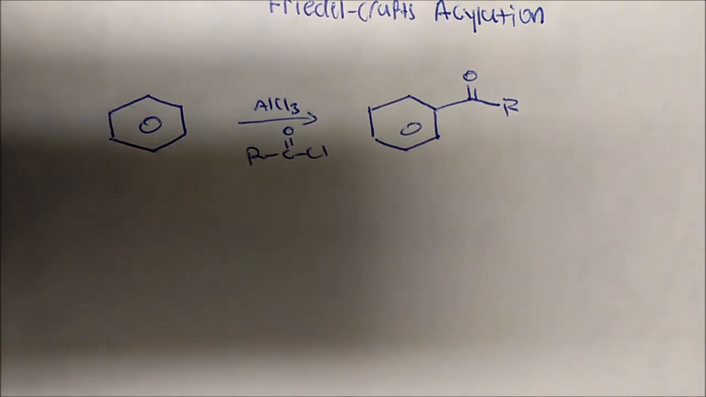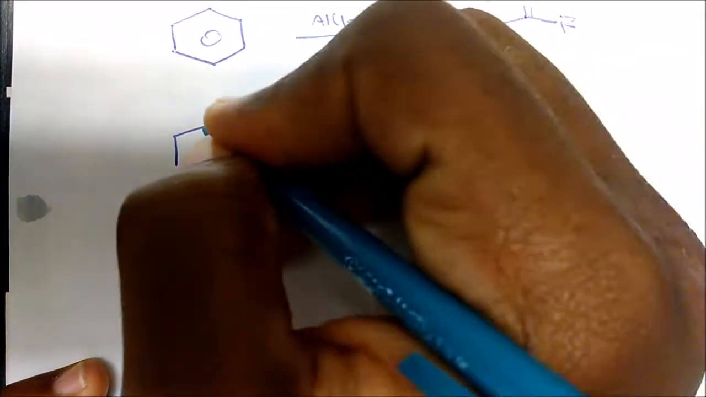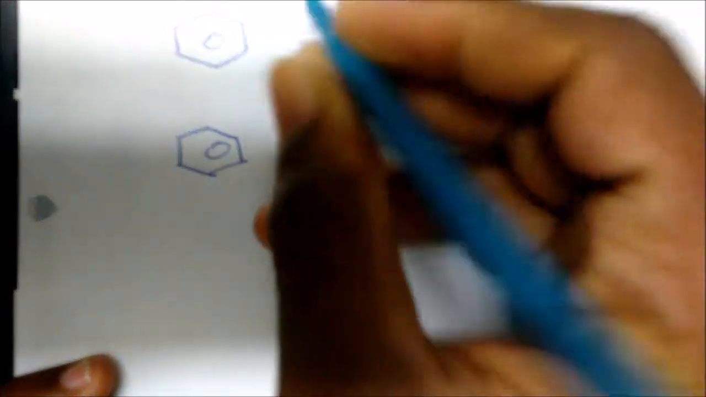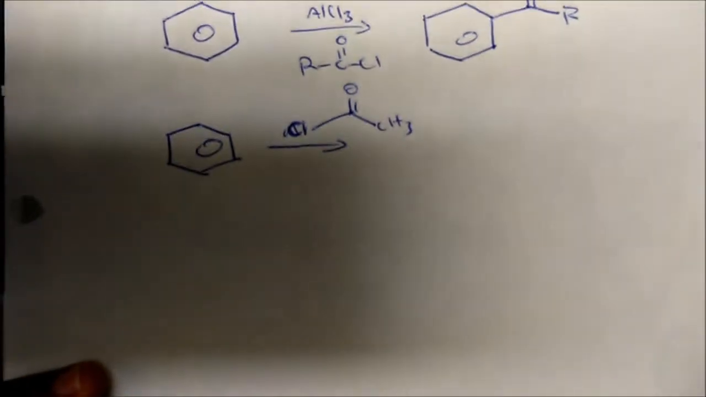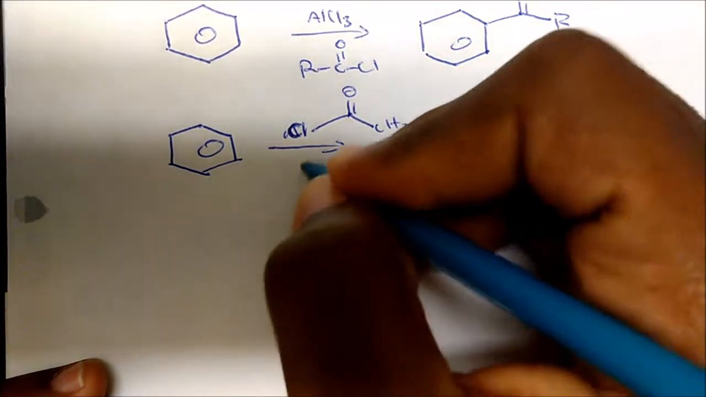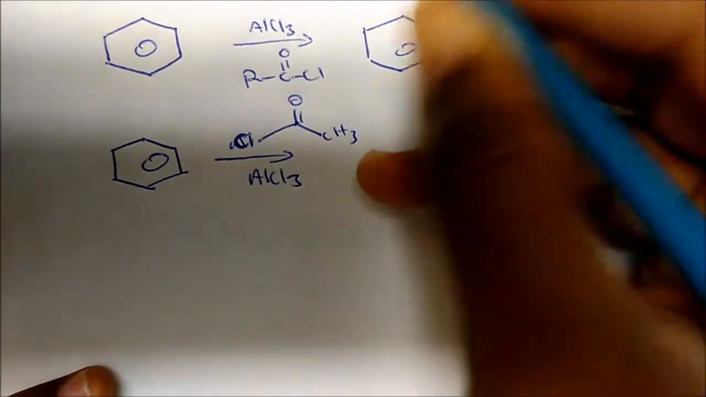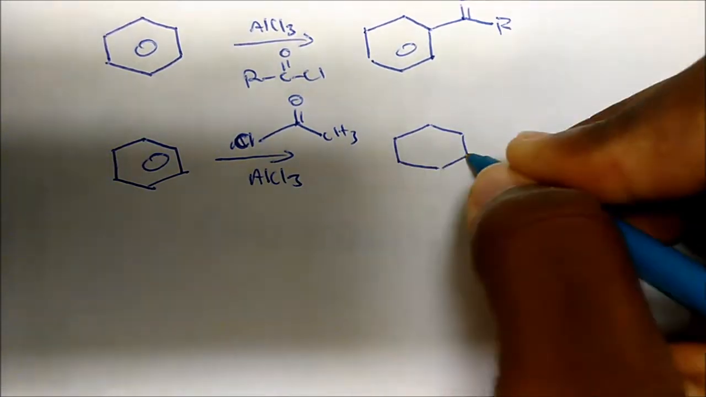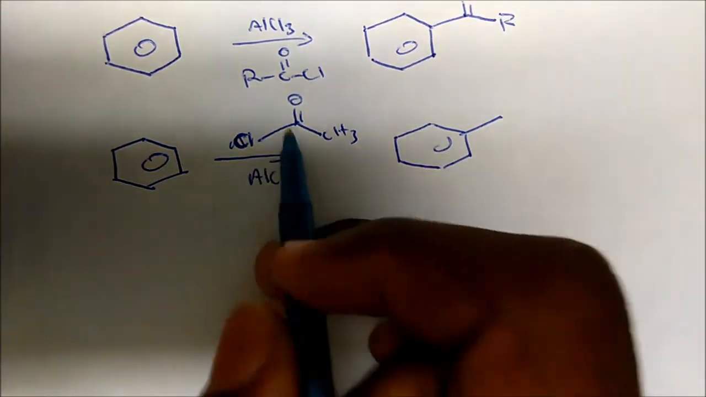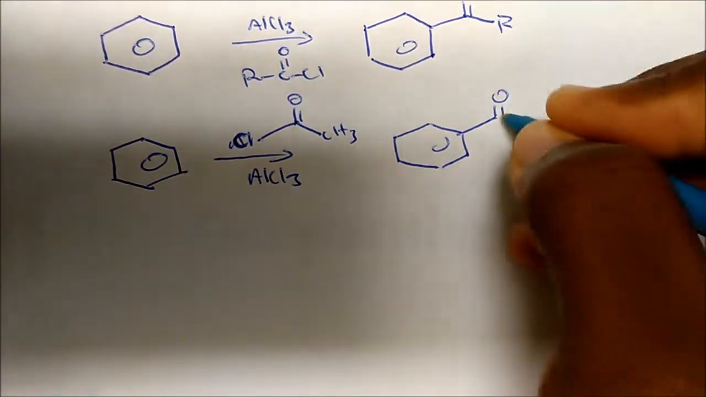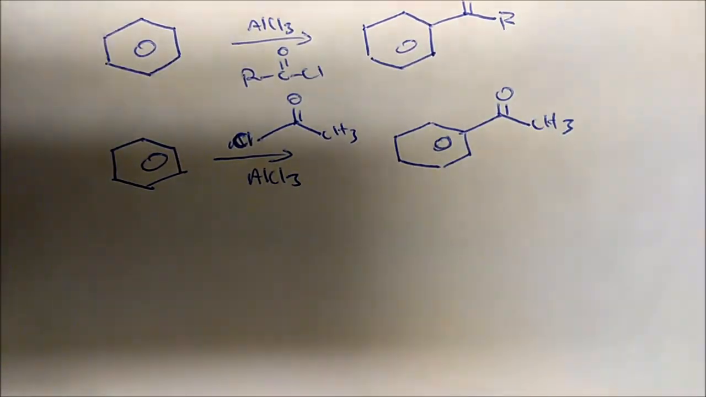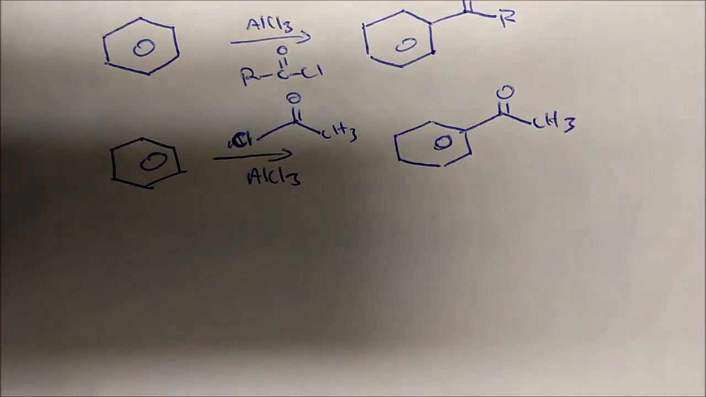So with that being said, let's look at a couple of examples. If I take benzene and add this molecule here and aluminum trichloride, then what I get is, I'm going to lose my chlorine and I'm going to be bonded to my carbonyl group. The chlorine acts as a leaving group, and I get acetophenone.